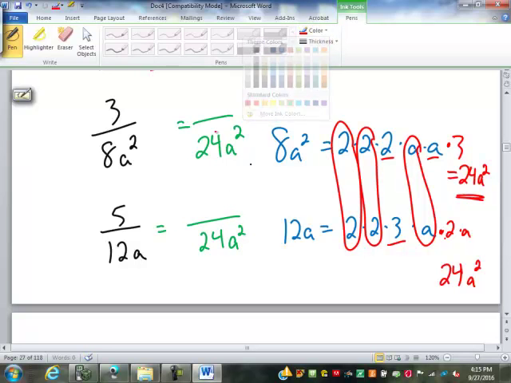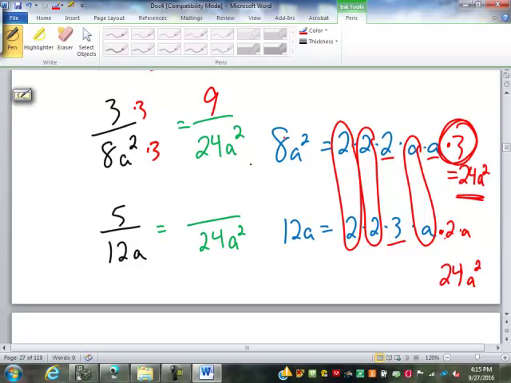What do I have to multiply the 8a squared by to turn it into 24a squared? Over here I multiplied by what? 3. So 3 times 3 makes that 9. What do I have to multiply the 12a by? 2a to make it 24a squared. So 12a times 2a makes 24a squared. 5 times 2a makes 10a. We have common denominators. I'm going to have you guys try one in your notes.